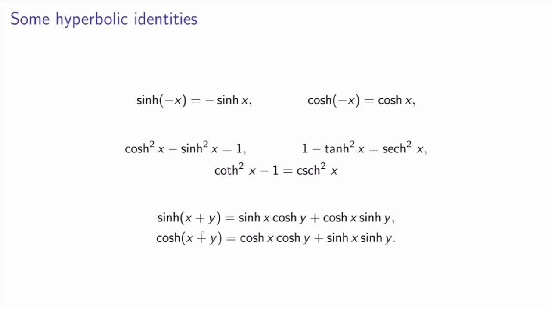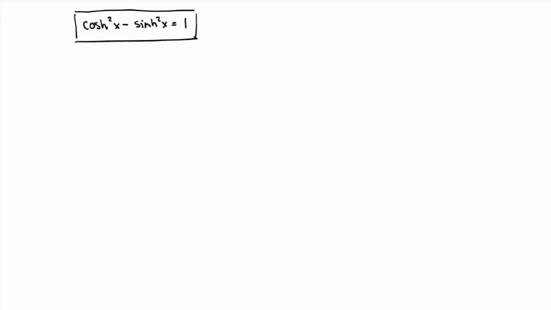There's an addition of angle formula, just like you get for trig functions. But again, they are different from the identities you have for trig functions. The signs are different, so it's important you don't make a sign mistake. So you can prove all of these identities by replacing the hyperbolic functions by their definitions in terms of exponentials and then manipulating exponentials to prove the identity.